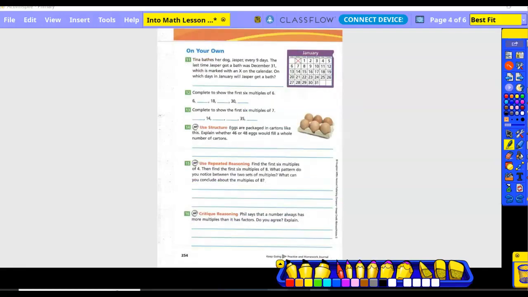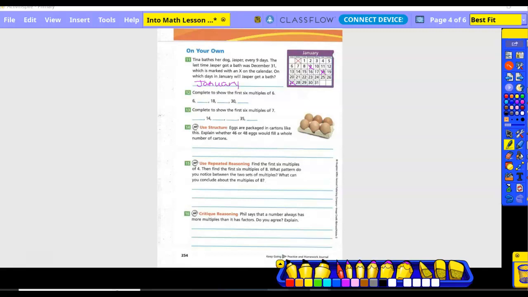On your own, number 11. Tina bathes her dog Jasper every 9 days. The last time Jasper got a bath was December 31st, which is marked with an X on the calendar. On which days in January will Jasper get a bath? Okay, so what are we going to do? So we're going to have to go 1, 2, 3, 4, 5, 6, 7, 8, 9, right? So what's the next multiple of 9? 18. What's the next one? 27. And what's the next multiple of 9? 36, but there is no 36 on the calendar, right? So what days?